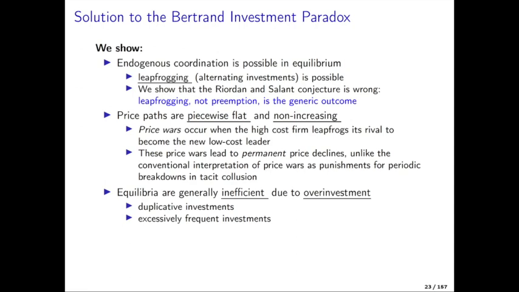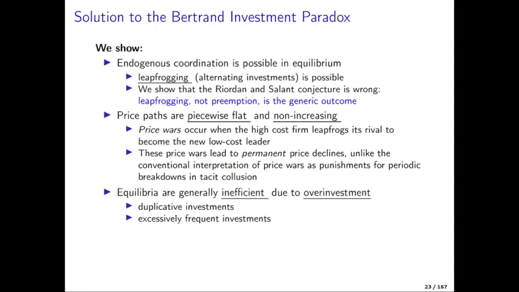These price wars then lead to permanent price declines. So it's unlike the conventional interpretation of price wars, where price wars are punishments for periodic breakdowns of tacit collusion. Because they've invested in this B9, marginal costs are lower, and then the new equilibrium price is also lower. Okay? And this is also what you observed, what happened after B9 was in fact a reality.